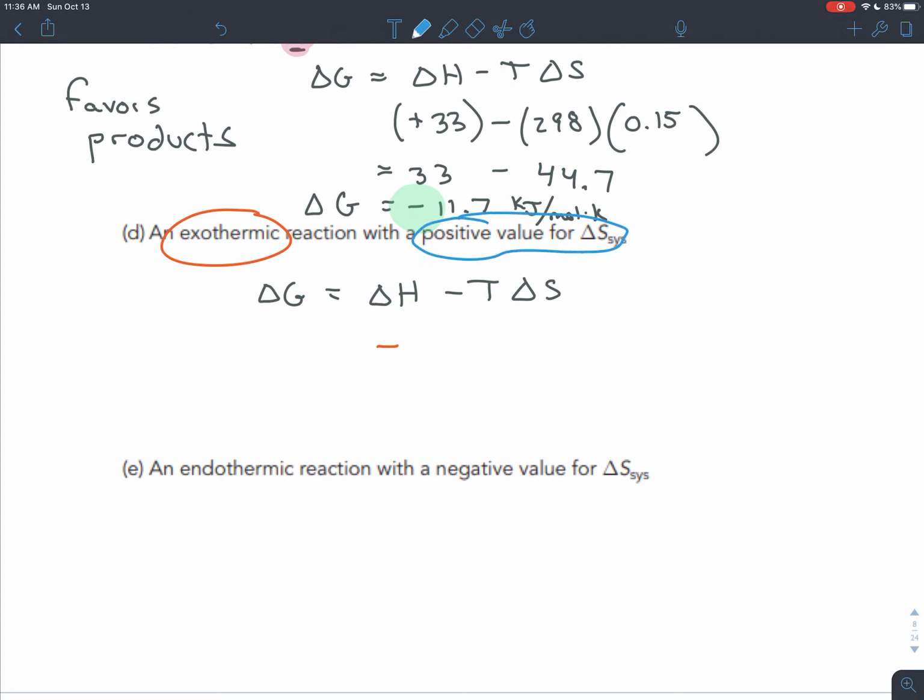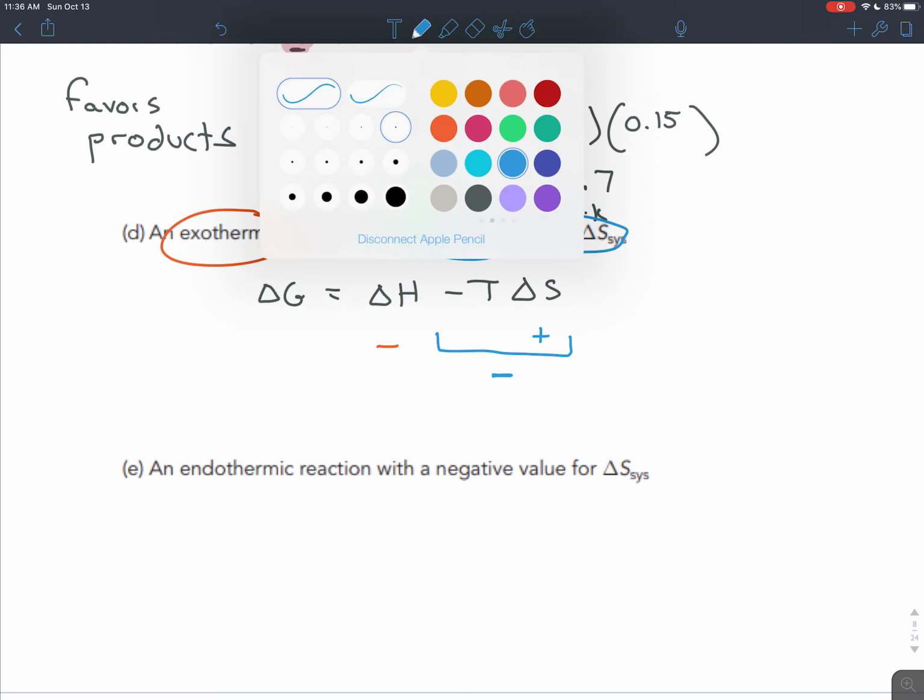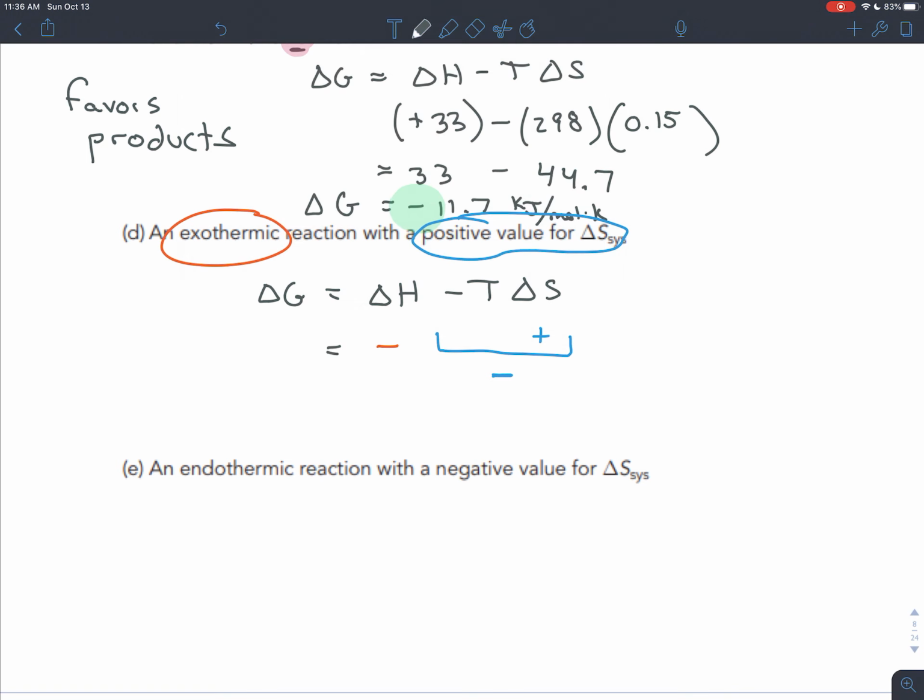And they tell us that delta S is positive. So the entropy is increasing. That means the molecules are spreading out. Either you have more molecules that can go off in different directions, or you have a ring becoming a straight chain that can rotate in different directions. Remember, you subtract that term. So if delta S is positive, when you subtract it, it's overall negative. And so delta G will always be negative. That reaction is always spontaneous. That reaction always favors the products.